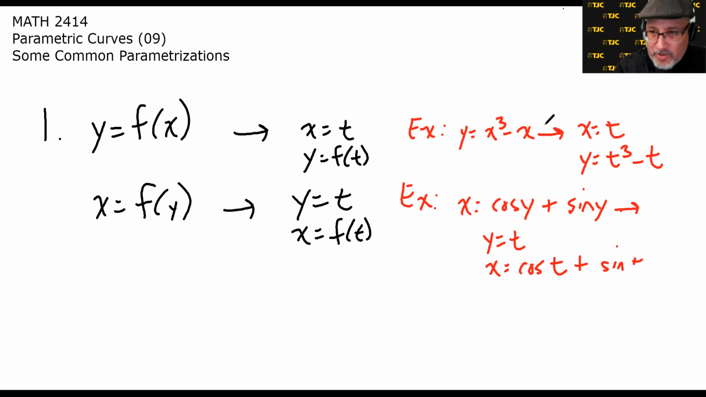And you may be wondering, what is the advantage of parametrizing a function when you can just leave it as is? Well, there will be places in Calculus 3 where you do derivatives and integrals that are easier from a parametric perspective than from a rectangular perspective. I know that may seem kind of hard to comprehend at this point, but trust me. So that's common parameterization number 1. Your equation is already a function, so you let the independent variable equal t, and you let the dependent variable equal your function evaluated at t.